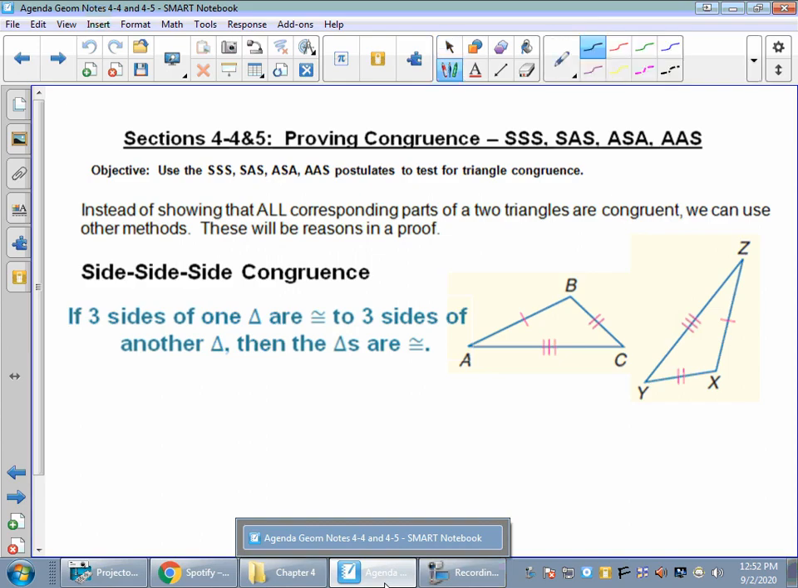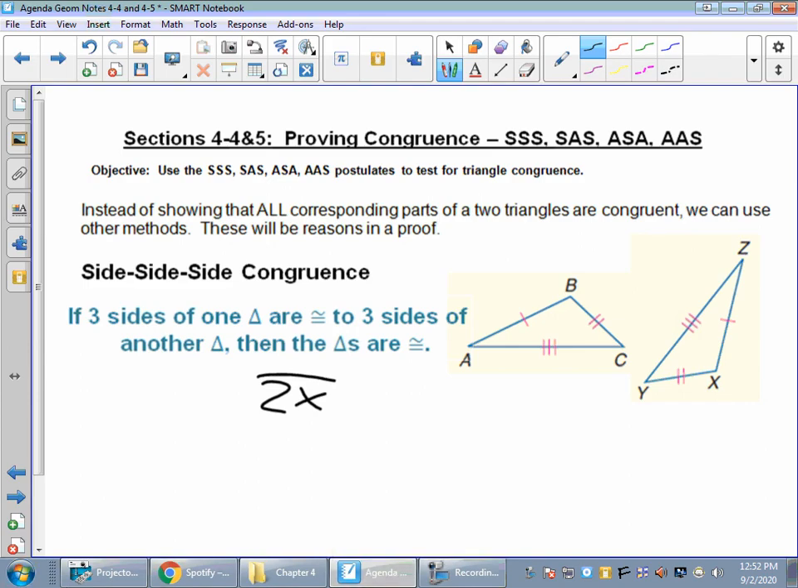Okay, so in the example here with the triangles to the right, you can see right off the bat, just by the hash marks, that side ZX is congruent to side AB. And because of the double hash marks, we could also say that side AC is congruent to side ZY. And then we could say that side YX is congruent to side CB.